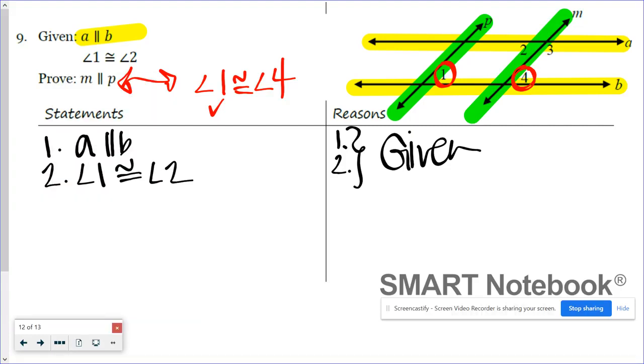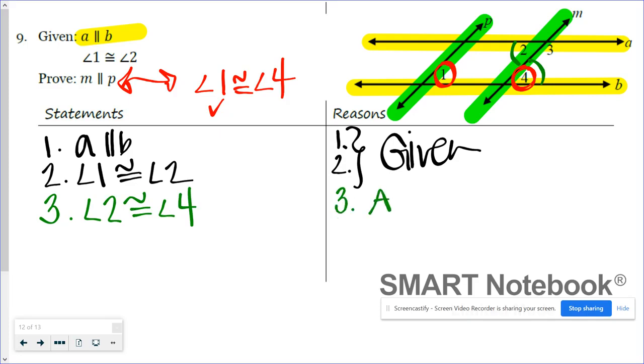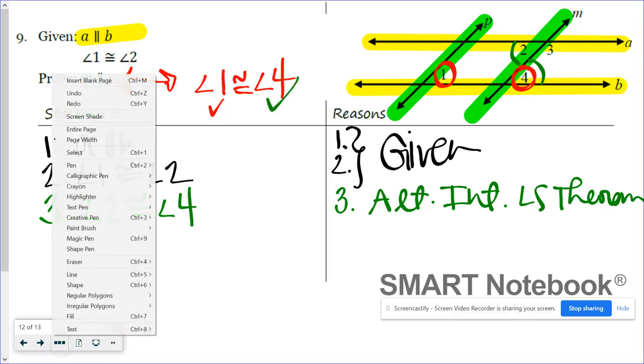Yeah, remember A and B are parallel. So that means angle 2 and angle 4 would be congruent to each other. Why? Yeah, because they're alternate interior angles. So that would be the alternate interior angles theorem. Okay. So now 4 is part of our proof.